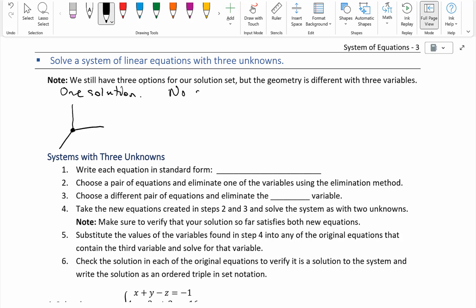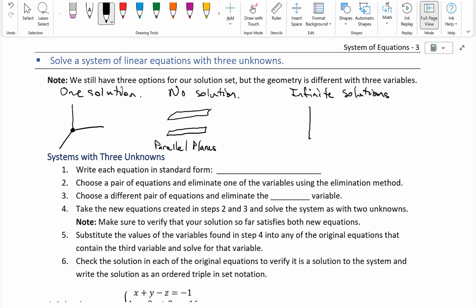We can have no solution. And this would be like parallel planes. Right, so they don't intersect. And then we can have infinite solutions. And think floor and ceiling for that no solution, right? They would never, hopefully never intersect. And then infinite solutions, you can think of just a wall and a floor meeting. So we're coming together over here. This whole line is going to be our intersection, right? So where the floor meets a wall.